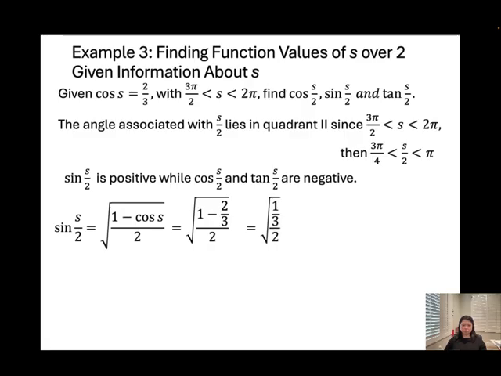Simplify it. You're going to get square root of 1 over 6. Now you're going to multiply root 6 over root 6 in here. Rationalize the denominator. So the final answer is root 6 over 6.